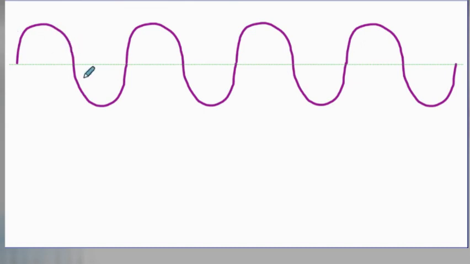Okay, so a couple more definitions that we need to understand. The bottom part of the wave down here is known as a trough. So the bottom of the wave is the trough. And the top of the wave, right here, is a crest.